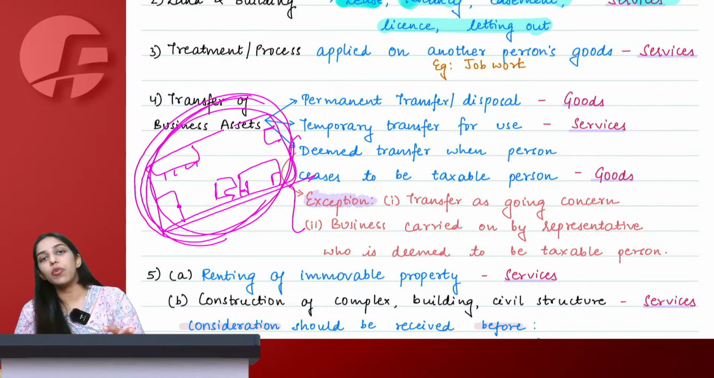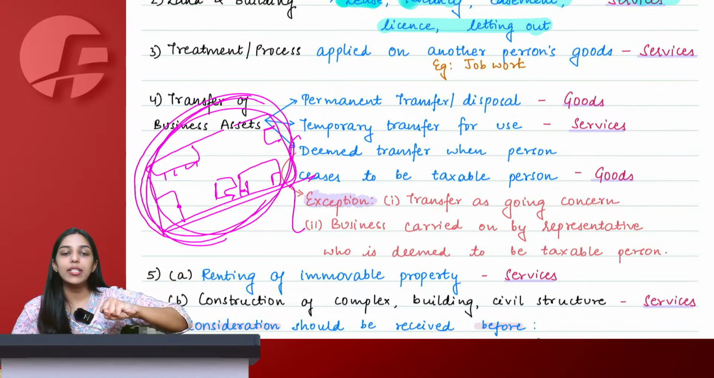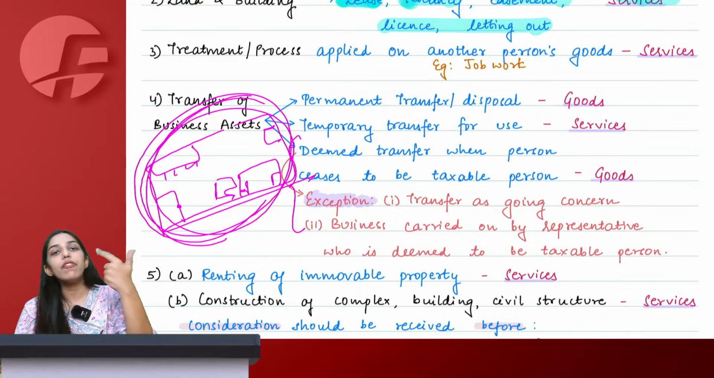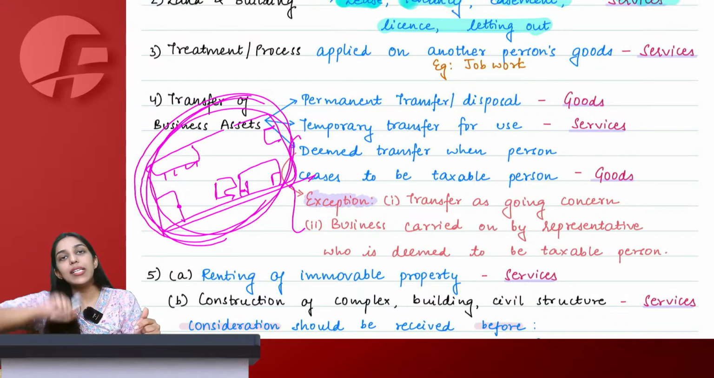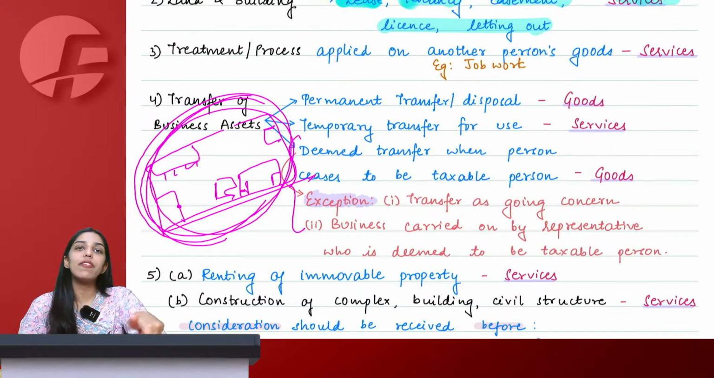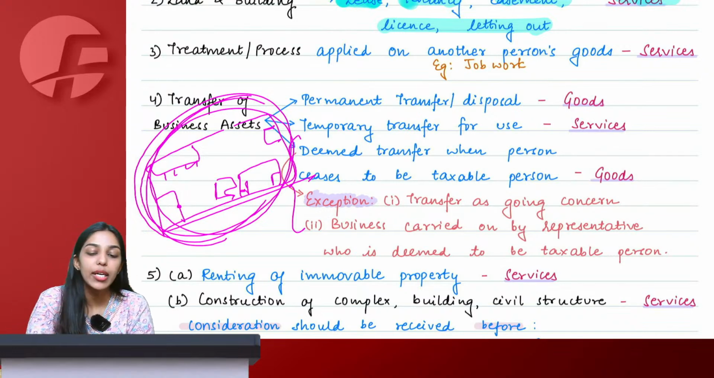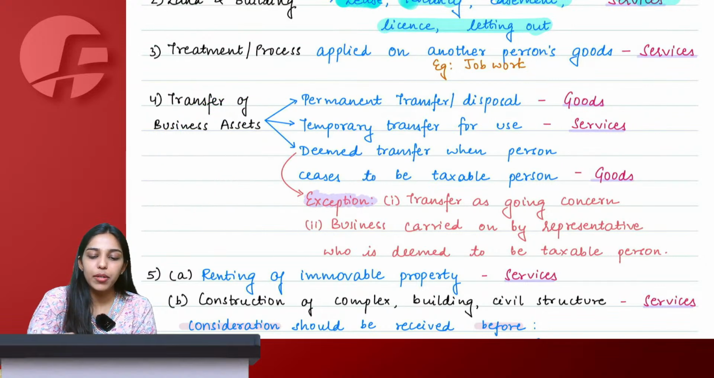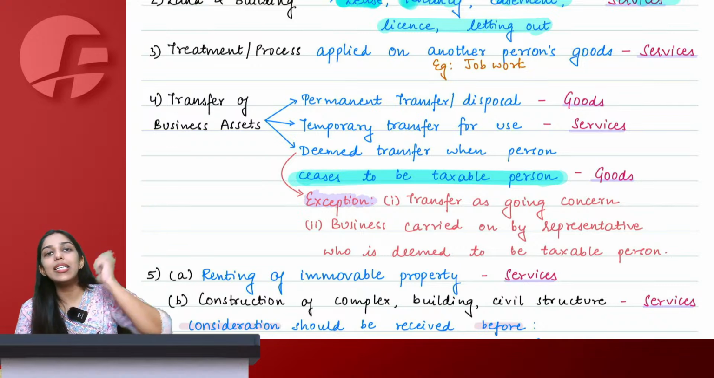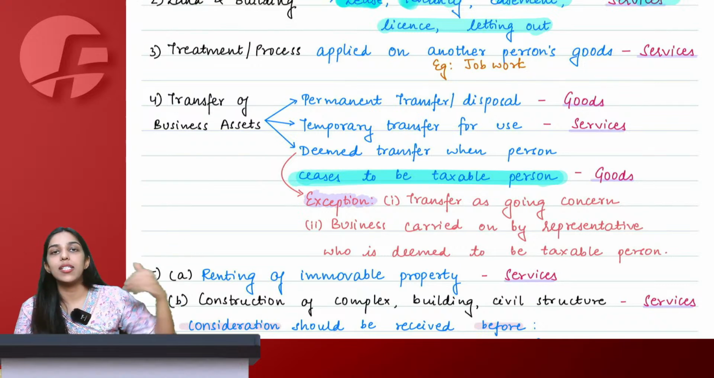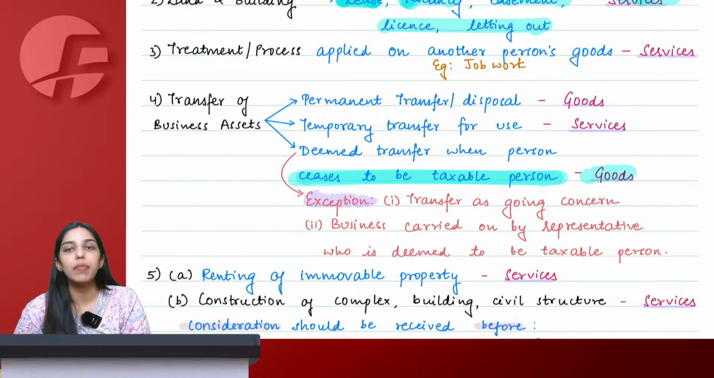How can you set up your business, avail ITC on everything, then discontinue your business? We gave you ITC because we were expecting that you will make sales, you will collect GST and pay it to government. Therefore, we gave you ITC on these business assets. But today, if you cease to be a taxable person, we will automatically assume as if all these assets are transferred and it will be treated as supply of goods.